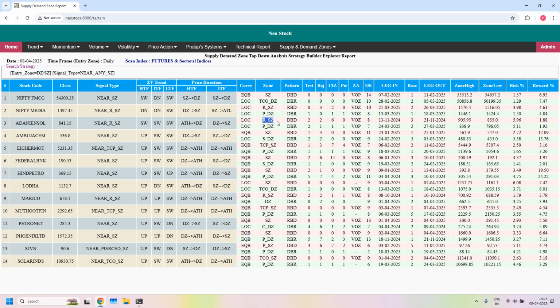Adani Enterprises. This is a high liquidity daily supply zone. The entry time frame daily. HR Motors already pierced 4 times. So we can't use it for HLQ zone. But anybody who wants to use pierced zone strategies, you can look into it.